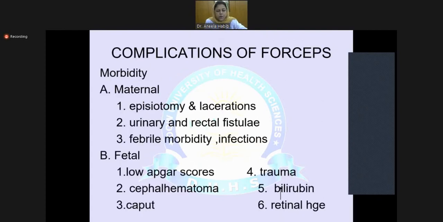Okay, these are the complications of your forceps vaginal delivery. So everybody who is going to apply the forceps must know the patient may go into postpartum hemorrhage because of that laceration or episiotomy extension, or she may develop infection or puerperal sepsis. So by keeping all these things in mind, you need to be very vigilant for your patient's post-operative or post-delivery care.